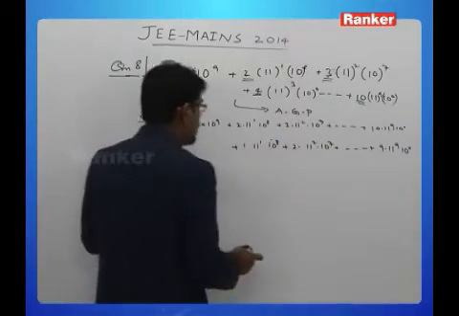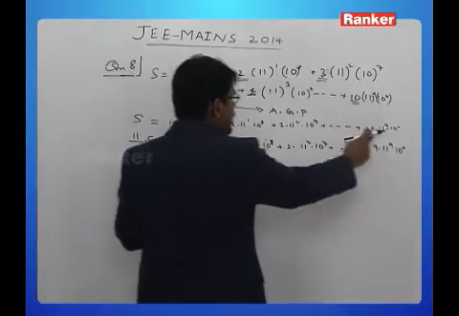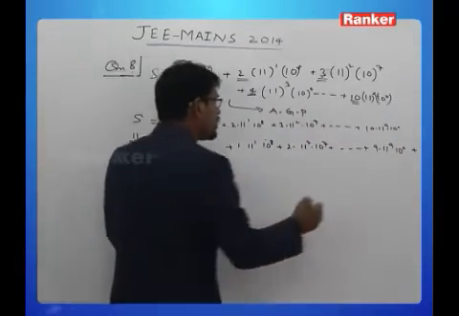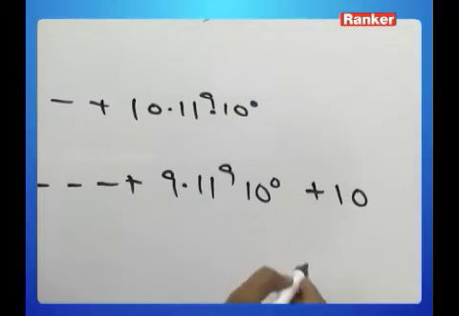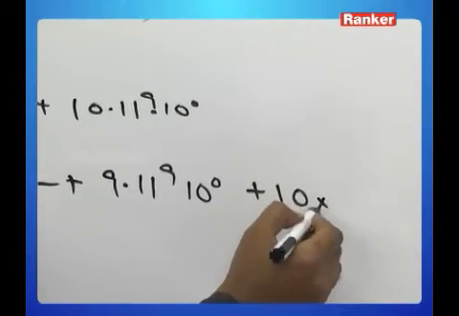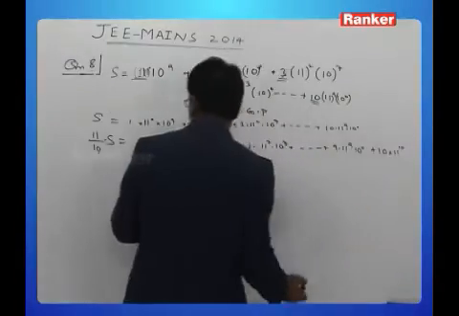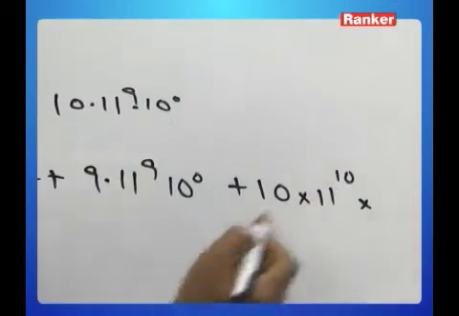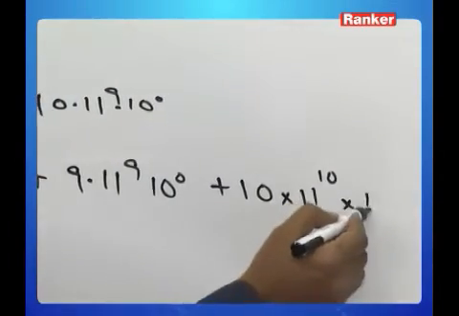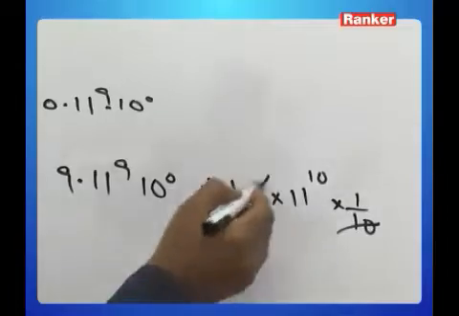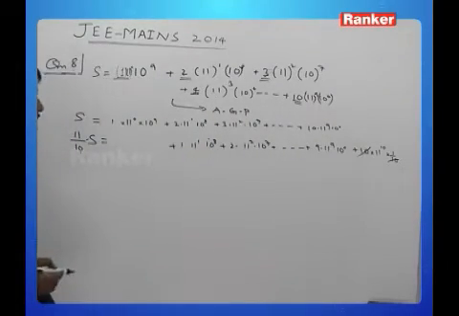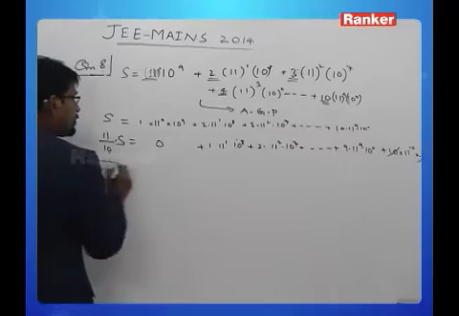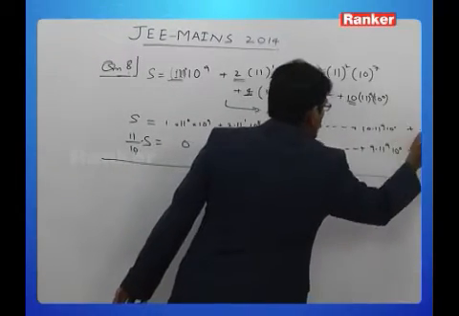That matches. Now this term multiplied with the last one will give me, what does it give me? 10 into 11 power 10 by 10. So into 1 by 10 there. So that makes it, this 10 and 10 cancels and you will be left with 11 power 10 there. So let me put a 0 here.